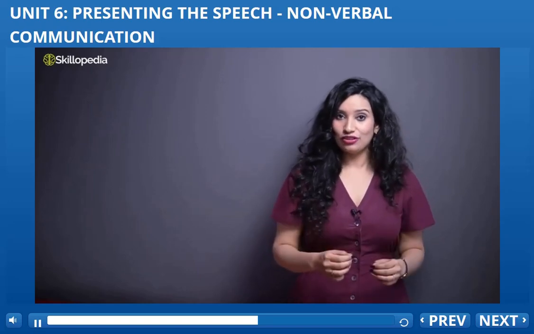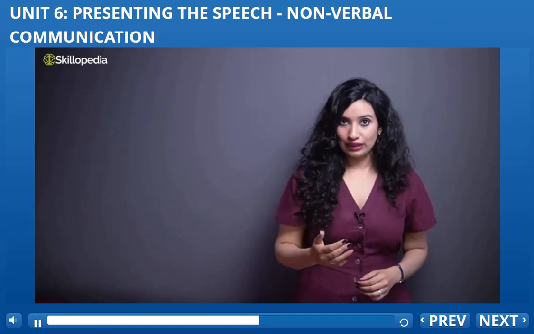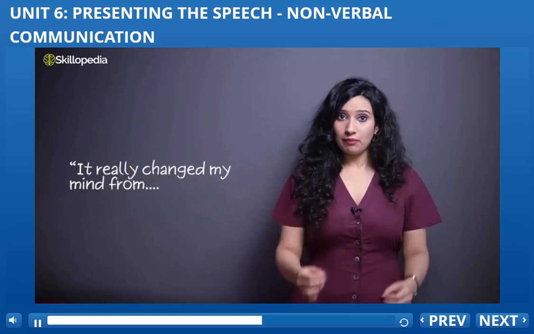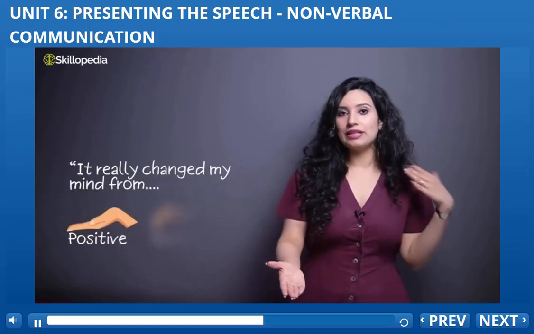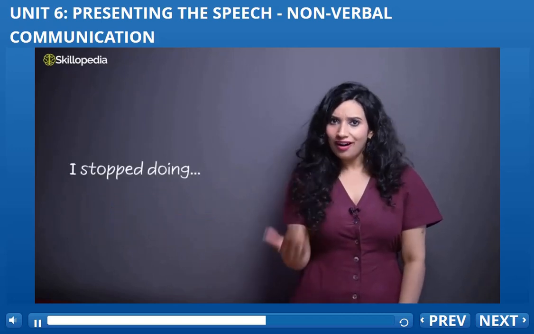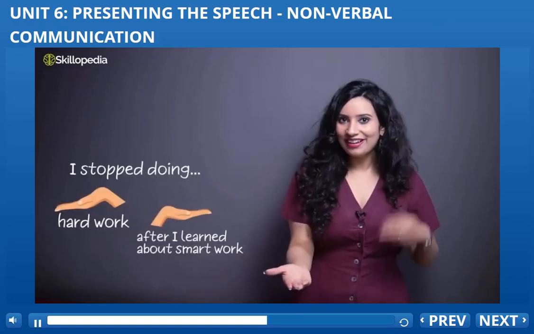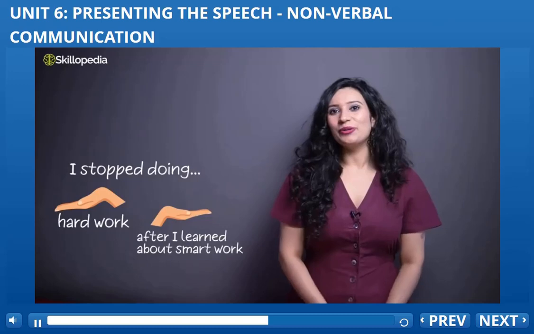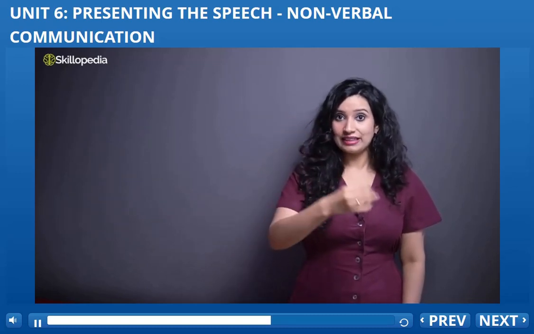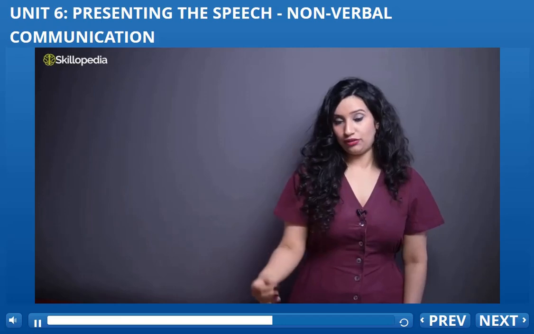Also, you can use this gesture to show a change. It can be used along with this example: it really changed my mind from positive to negative. Or you could say, I stopped doing hard work after I learned about smart work. So, just like listing, whenever you're contrasting different ideas, use your hands to show it.